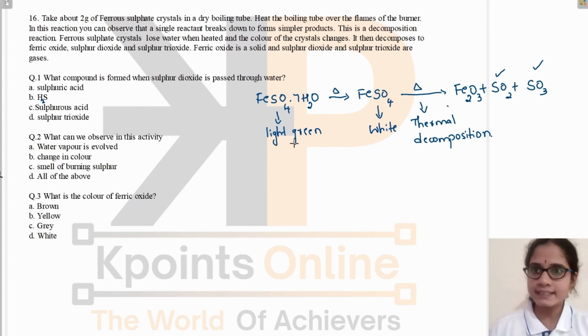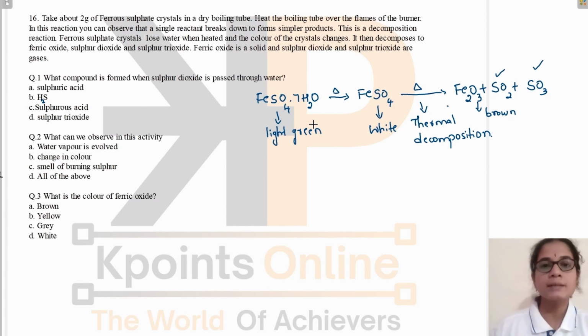First it was light green in color. Once it loses the water of crystallization, it becomes white in color. Again, when you go on heating the ferrous sulfate, ferric oxide is formed. It is brown in color. And also what observation do you make here is there is a characteristic smell of burning sulfur. When sulfur dioxide is formed, there is a burning smell that we can observe here.